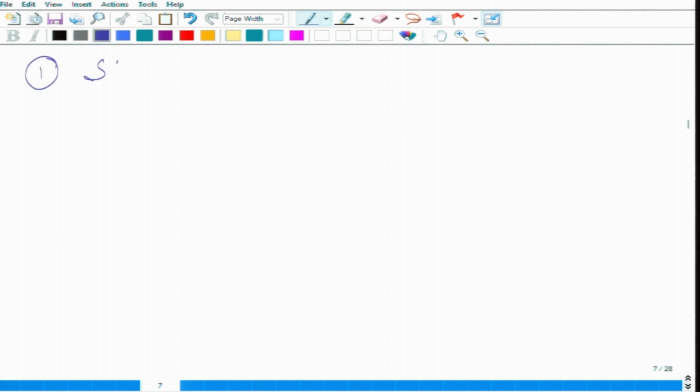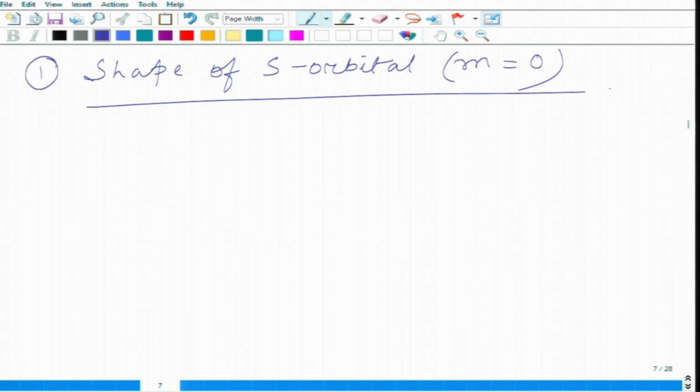So, first, shape of s orbital, m equal to 0. Now, shape of s orbital, L equal to 0, right. So, if L equal to 0, then m will be 0 because there is no minus L or plus L. So, s has only one orbital which we represent with a single box.